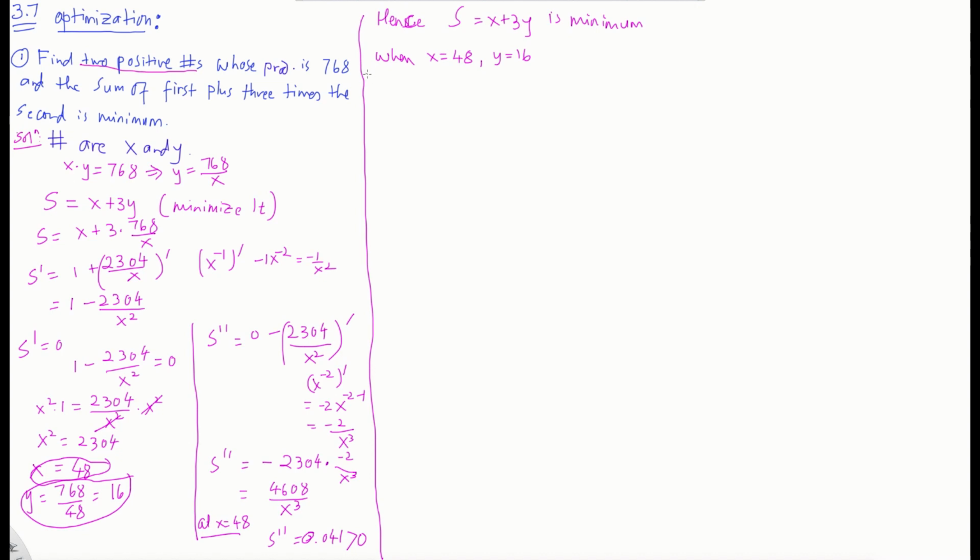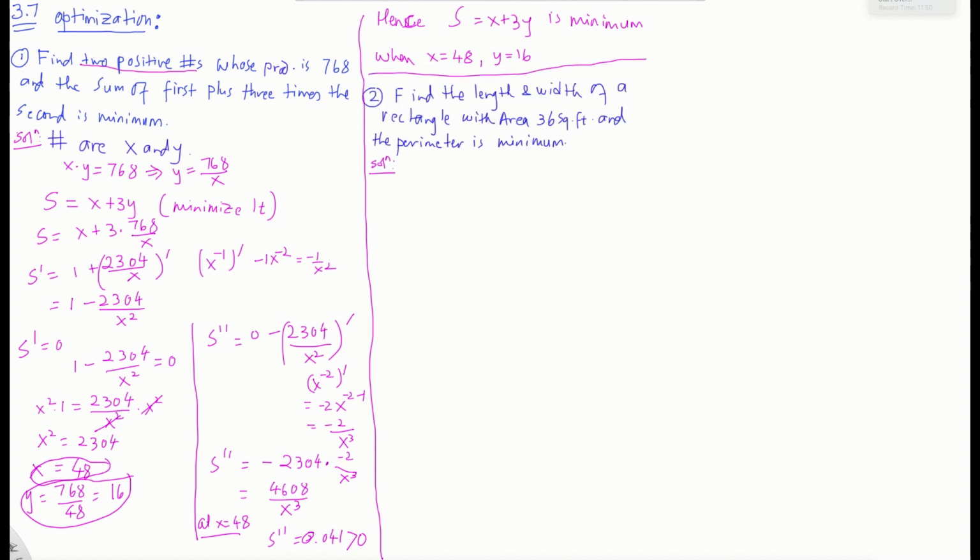So we will do the second example. Alright, let us look at the second example. It is similar to the one we just did. So what it says is find the length and width of a rectangle. Let us make a rectangle there. You want to find out the length and width.